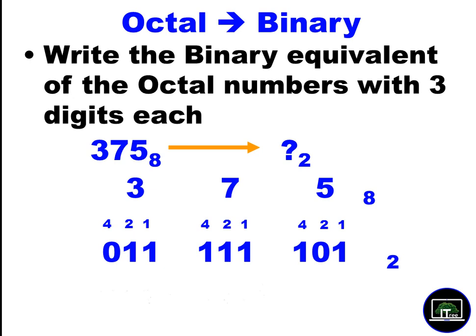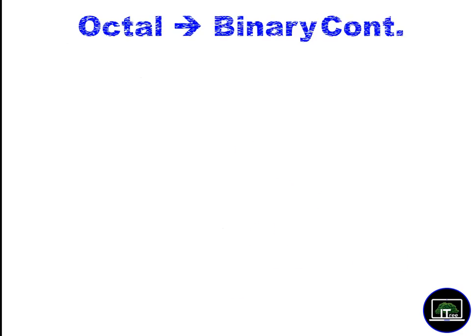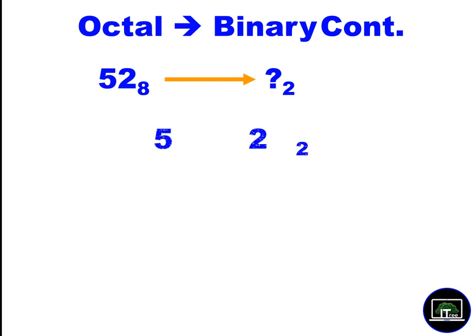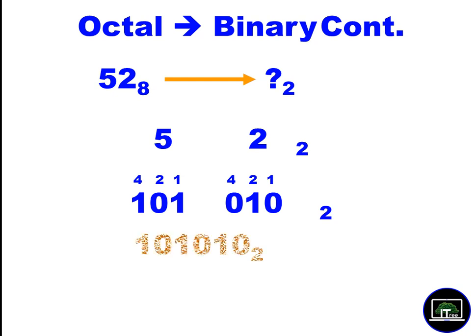So now you can write the answer. The first 0 is not required here, even whether you write it or not, because the starting 0 has no value. Okay, one more example. 52 from octal to binary. We write 4 2 1, 4 2 1. 5 is 1 0 1. 2 is 0 1 0. So it is 1 0 1 0 1 0.